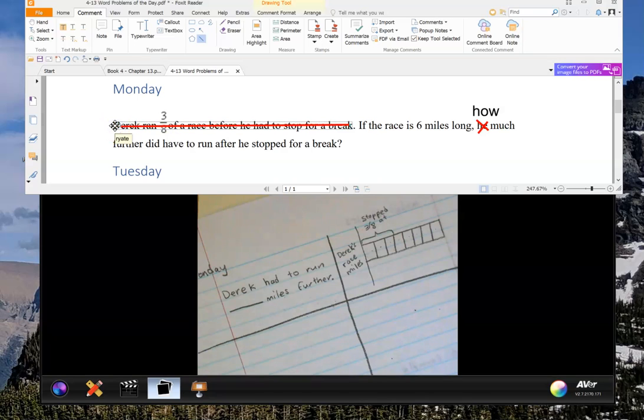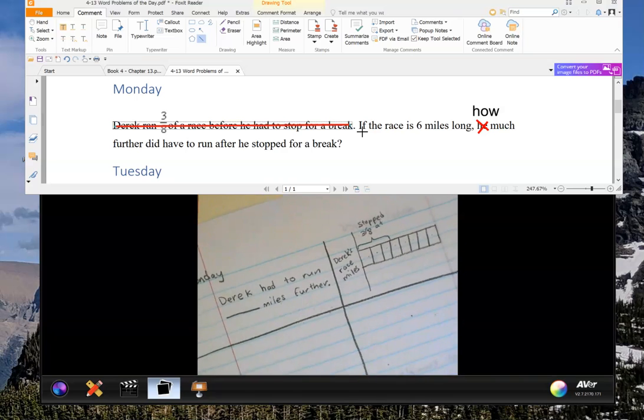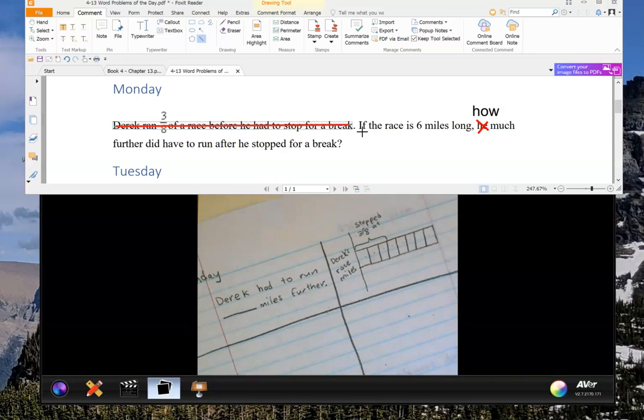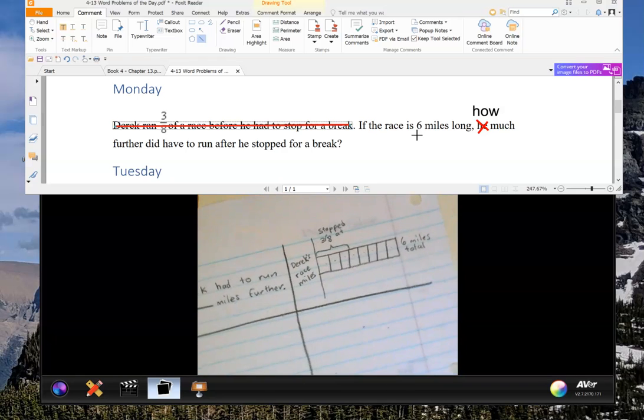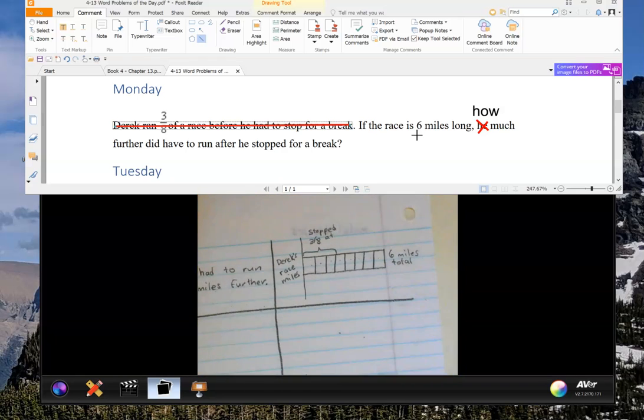There's still some more words, so I want to read those. The next words say, if the race is 6 miles long. Now that 6 miles is not some of the race, that's all the race. And because it's all the race, boys and girls, I'm going to put it at the end. I'll just put 6 miles total because this race is 6 miles long. Make sure you guys can see that. I'll zoom in a little bit.